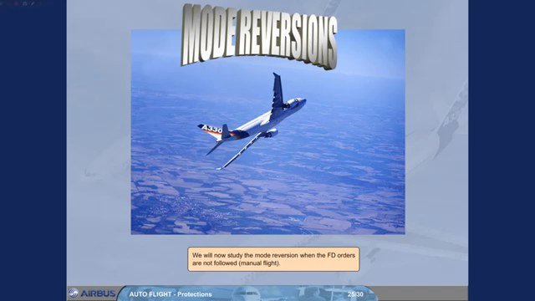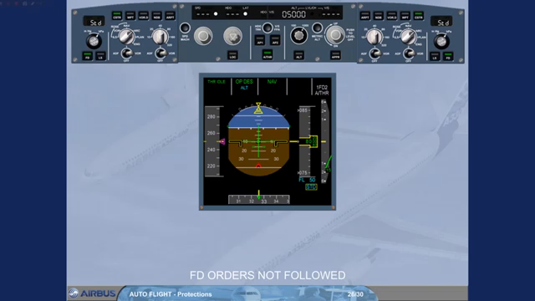We will now study the mode reversion when the flight director orders are not followed. Manual flight. Suppose the aircraft is manually flown with flight director on, autopilot off. The current vertical mode is open descent and the autothrust mode is thrust idle. In order to demonstrate the next reversion, the aircraft is pitched up, disregarding the flight director orders given by the flight director bars. The speed decreases.